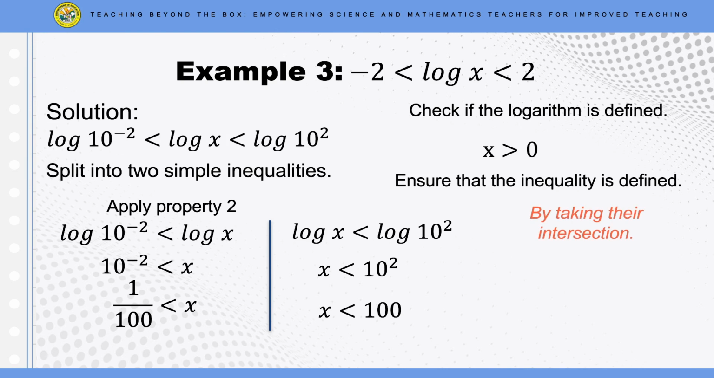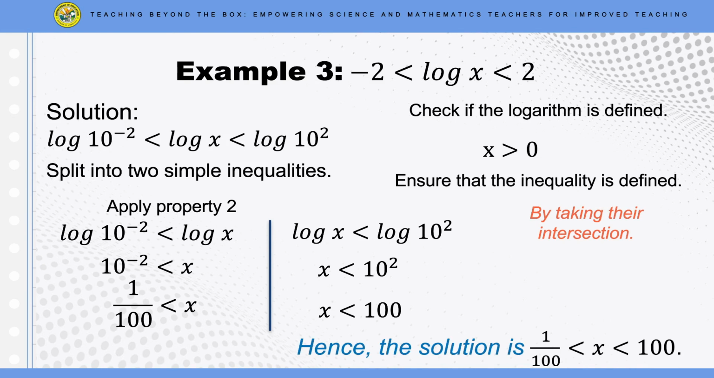Ensure that the inequality is defined by taking their intersection. Take note, based on the argument, x must be greater than 0. In the result, we have x must be greater than 1 over 100, but less than 100. Therefore, the solution is when x is greater than 1 over 100, but less than 100.